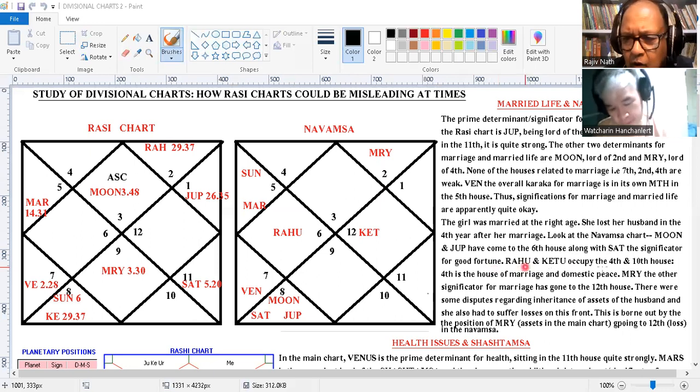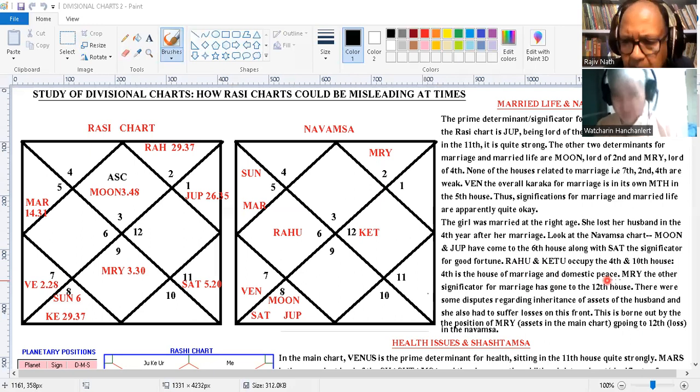Rahu and Ketu occupy the fourth and tenth houses. The fourth is the house of marriage and domestic peace. So as we studied, Rahu and Ketu in Kendras in the Navamsa are never good.